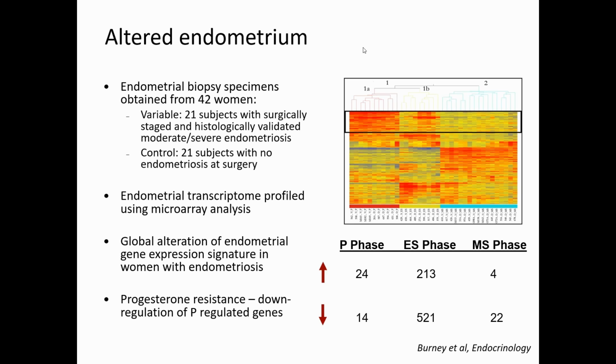And this dysregulation of the early secretory phase in the endometrium was one of the first lines of evidence of a phenomenon, another molecular hallmark of endometriosis, referred to as progesterone resistance. And the gene expression profile from women with endometriosis demonstrated a downregulation of progesterone regulated genes in their endometrium, consistent with a delayed or absent responsiveness to progesterone.